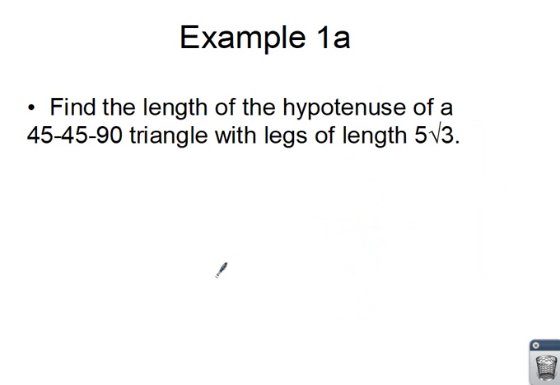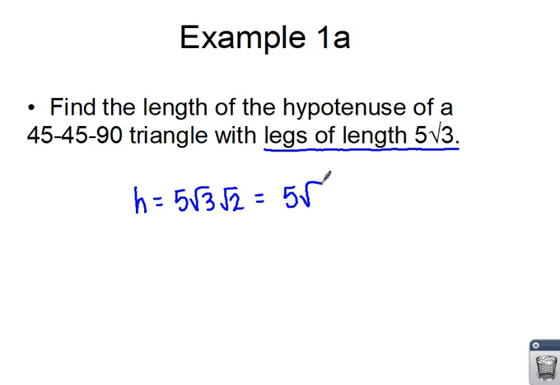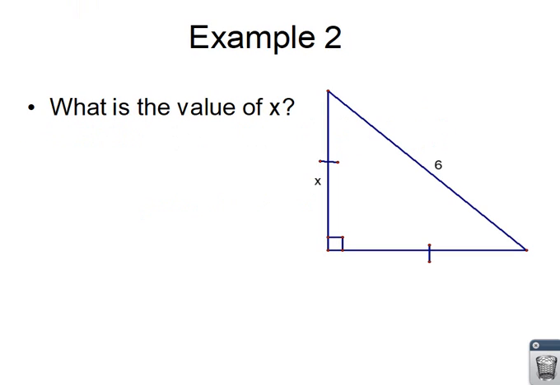Alright, this one they didn't give us any picture or anything, but they tell you the legs are 5 root 3. So that means the hypotenuse, we'll put h for hypotenuse, is 5 root 3, the length of a leg, times root 2. So that gives us 5 root 6. Okay? Math today is not too challenging. I haven't touched a calculator yet, so you should be able to do this without a calculator.